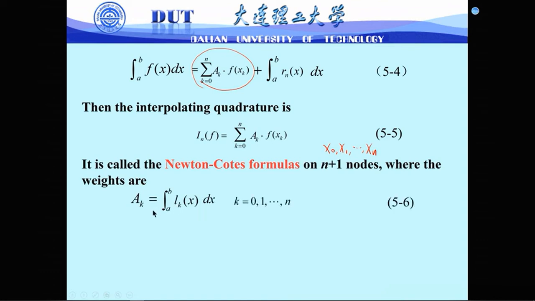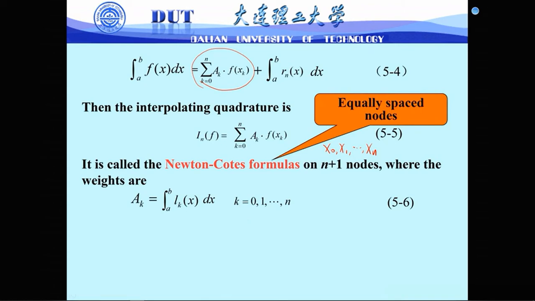Okay, so next we need to compute a_k for specific formulas. That means we need to consider different n to obtain different formulas. It's okay for you? But you should remember how to construct this formula. We use equally spaced nodes, so that means x_k equals a plus k multiply step size h. So it is a plus k multiply (b minus a) over n. Right? It's okay? h is the step size.